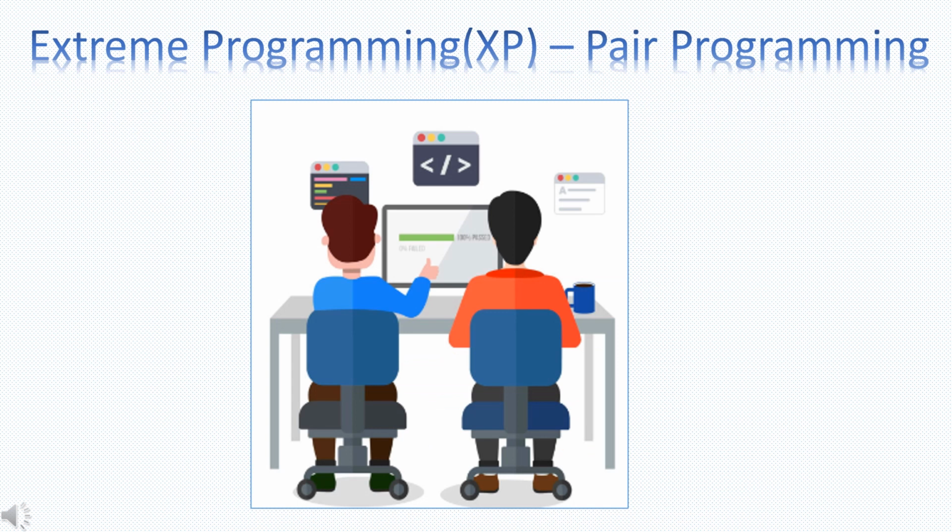Pair programming, also developed as part of XP, is a technique in which two programmers work together at one workstation. One of them, called the driver, actually writes the code, while the other one, the navigator, reviews each line of the code as it's typed. And then the two programmers switch their roles frequently.